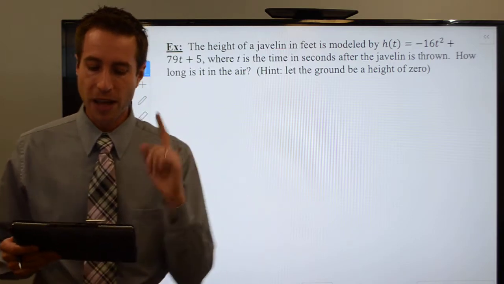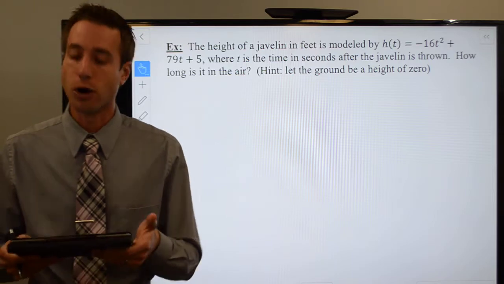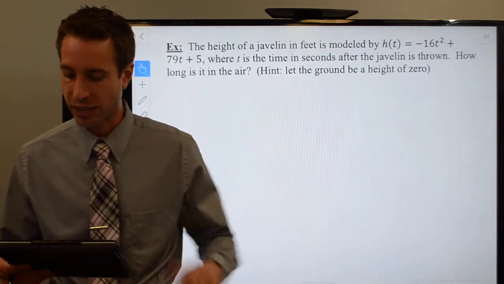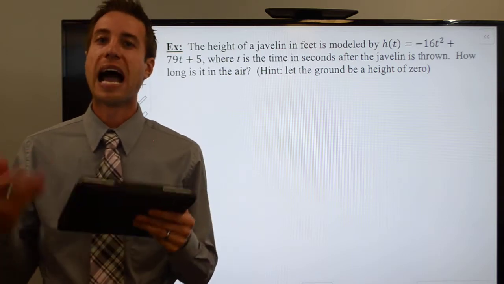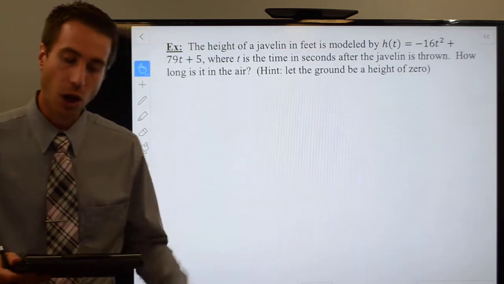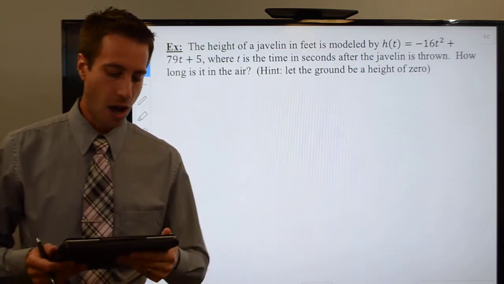So here's what we've got. The height of a javelin in feet is modeled by, and I give you a quadratic equation where t is the time in seconds after the javelin is thrown. I want to know how long is this javelin in the air. Hint, how long before it hits the ground. And we'll go ahead and make the ground a height of 0.